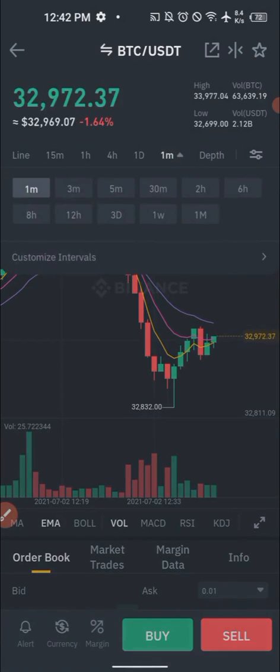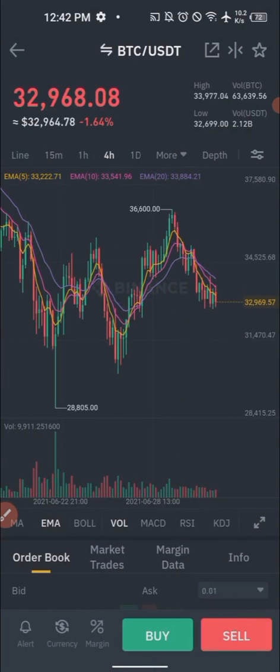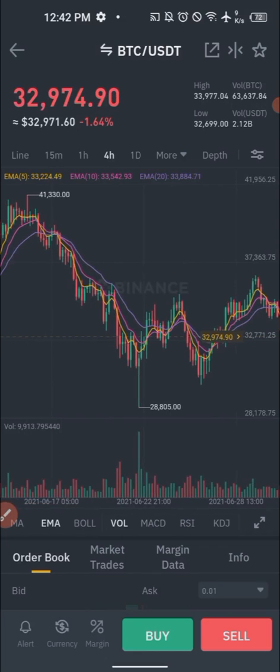However, if you want to view the market from a longer time frame, you can take it to 4 hours. So it gives you an expanded view. All you need to do is to pinch your screen. With this now, you can see the market from a larger period of time.